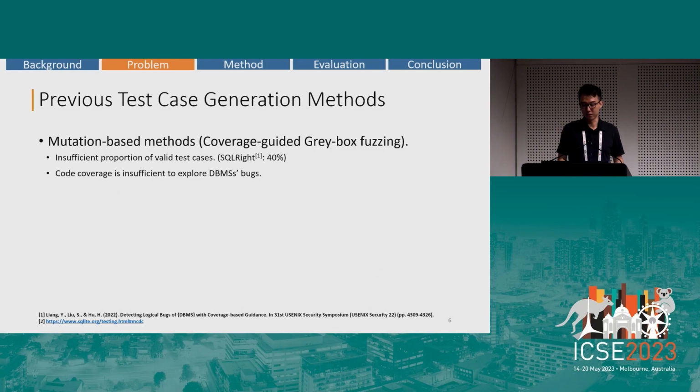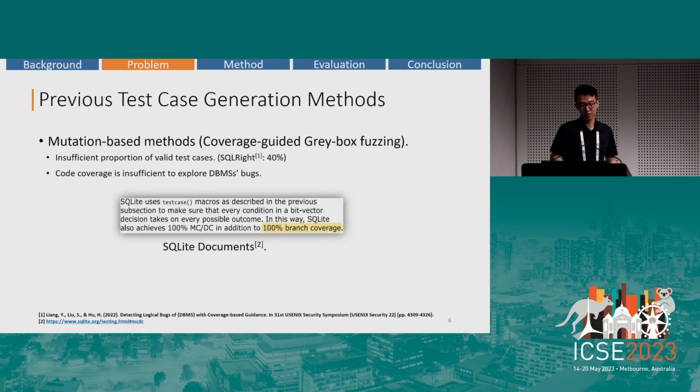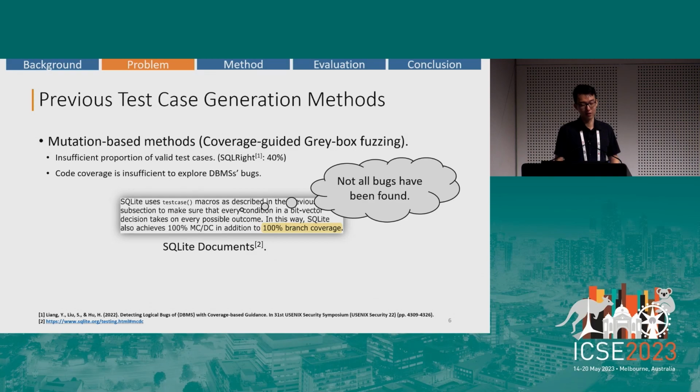Another challenge of this method is that code coverage is insufficient to exploit database states. Although we use code coverage as guidance to generate more and more diverse test cases, in the SQLite codebase we found that they already cover 100% of coverage. But can we say there is no bug? We cannot say that, right? Because we still keep finding new bugs.